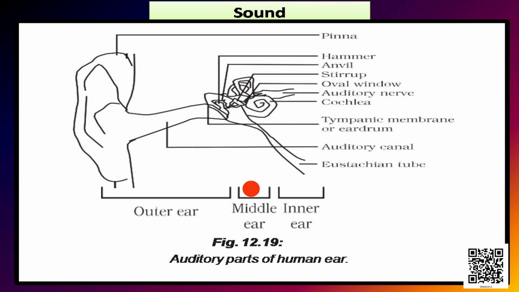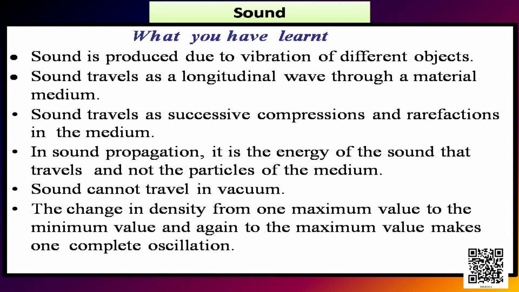The middle ear transmits the amplified pressure vibrations received from the sound wave to the inner ear. In the inner ear, the pressure vibrations are turned into electrical signals by the cochlea. These electrical signals are sent to the brain via the auditory nerve and the brain interprets them as sound. Hope you understand this. Students, let us now discuss what you have learned. Sound is produced due to the vibration of different objects.